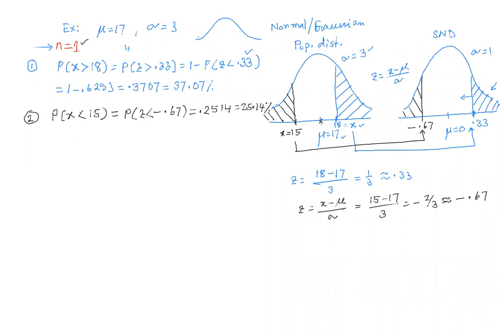Now the third question is this: find the probability that a randomly selected student spends between 15 hours and 18 hours studying. In that case, we are looking for this area, the middle region.